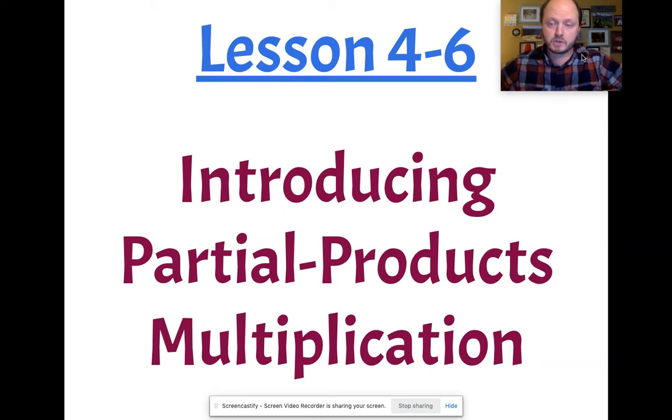But this is a strategy that you should become familiar with if you're not already, and you should become good at it so that you can be good at the other strategies too. If you know the other strategies, that's fine. But this one is going to be important for you to show your understanding of multiplication and really make sense of the numbers. So let's get started with it.